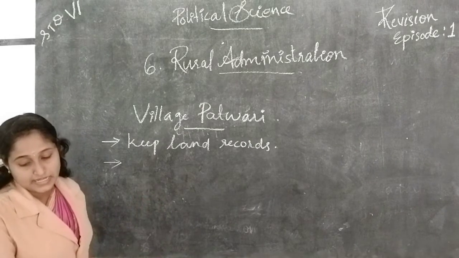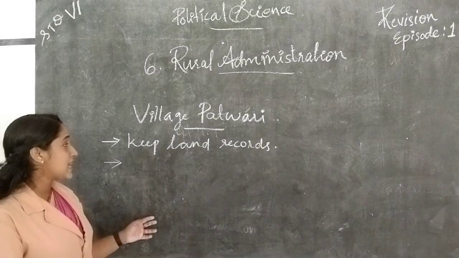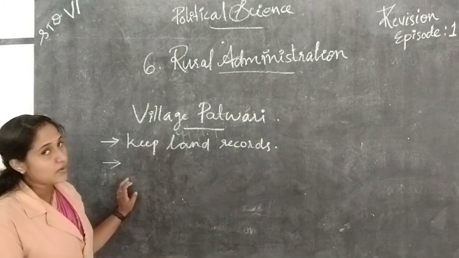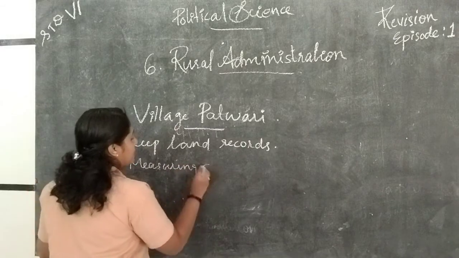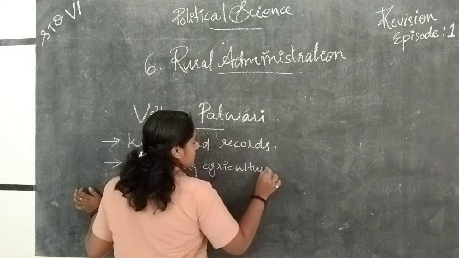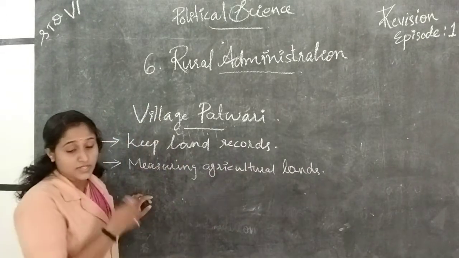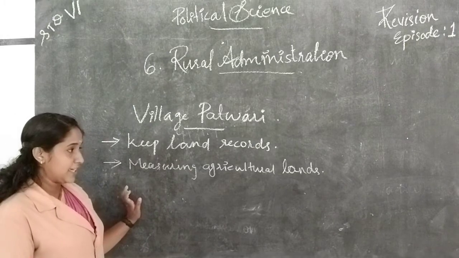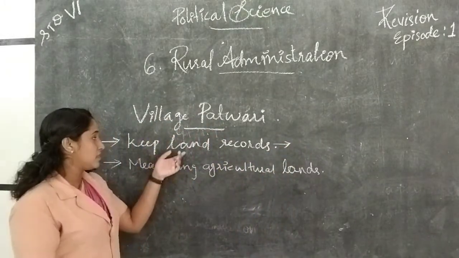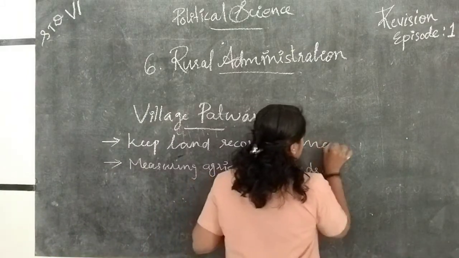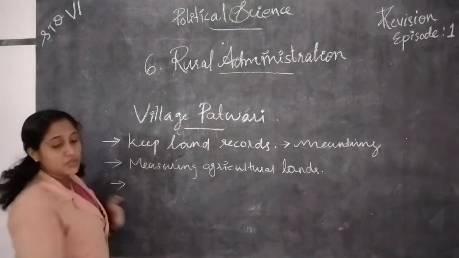A patwari deals with the necessary land and maintains the land records belonging to different villages. So besides keeping land records, measuring land is also one of the duties of a patwari. We can say measuring agricultural lands, and keeping and maintaining land records. What was the next duty of the patwari?